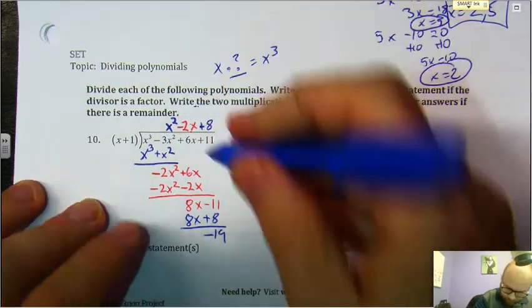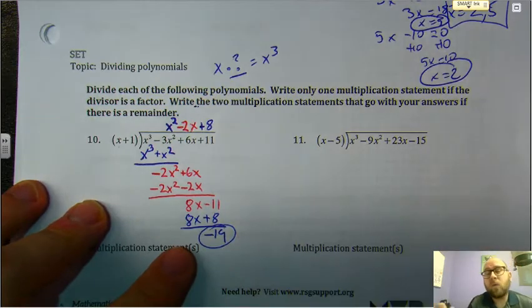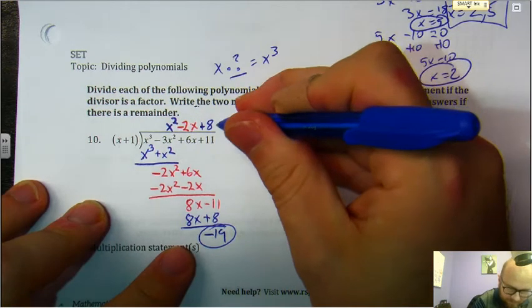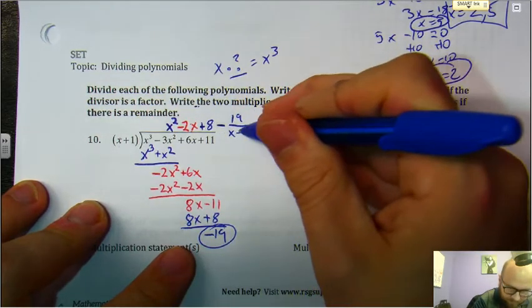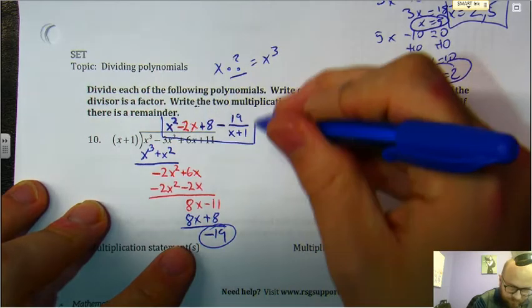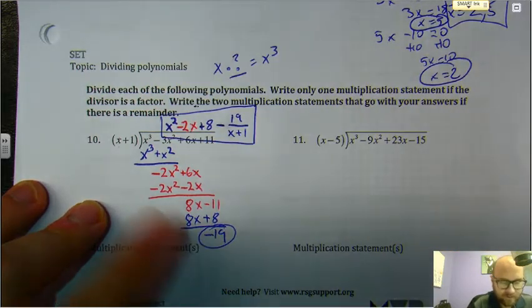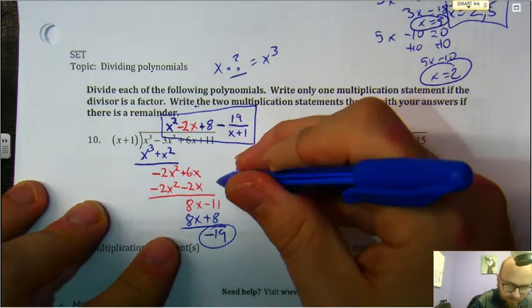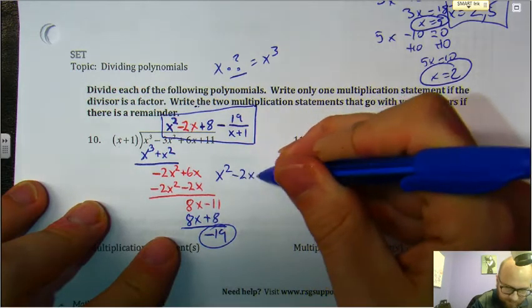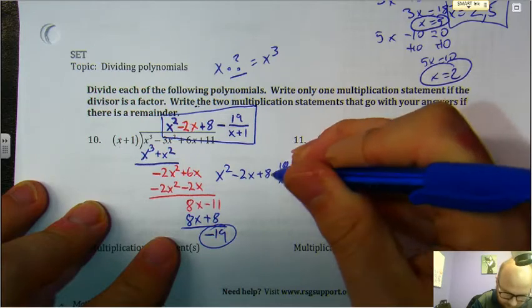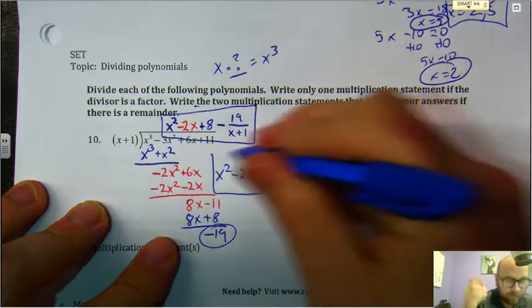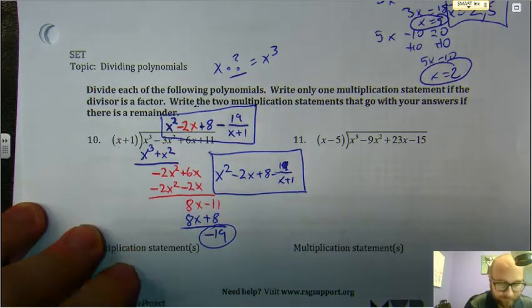So this is my remainder, and the way I'm going to write my remainder is minus 19 divided by whatever we're dividing by, x plus 1. So this would be my final statement. This would be x squared minus 2x plus 8 minus 19 divided by x plus 1. Oops, 19 looks ugly, but that would be my final beautiful statement there.